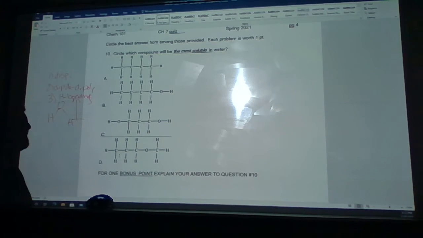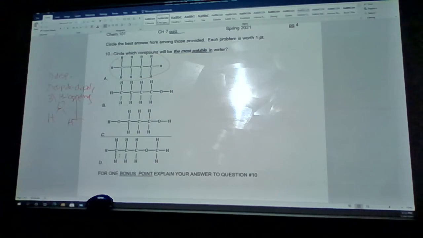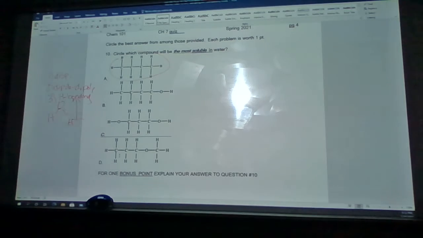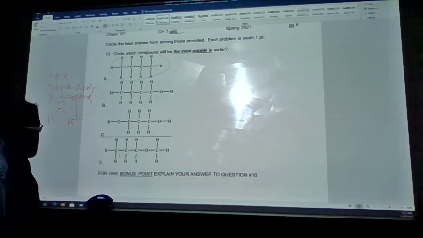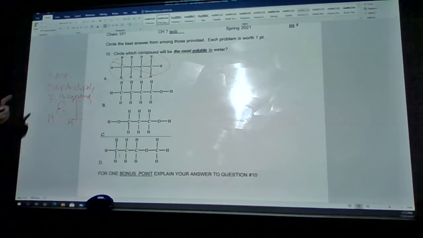We can easily eliminate A. Why? A has only dispersion forces. The difference in electronegativity between carbon is such that it's so small such that these bonds are considered to be nonpolar. So the only thing A has is dispersion forces.